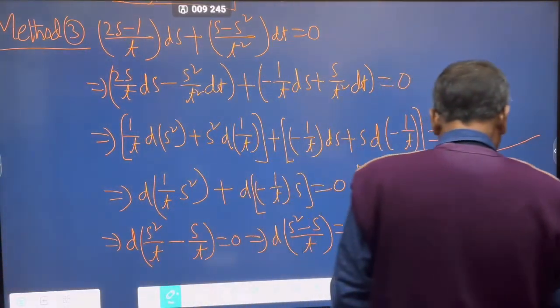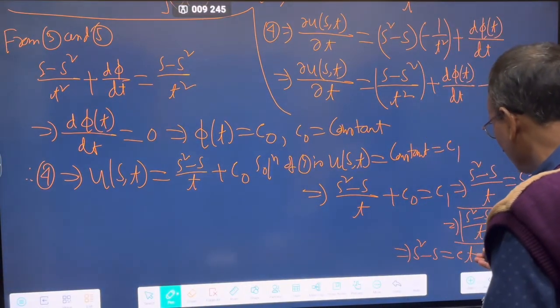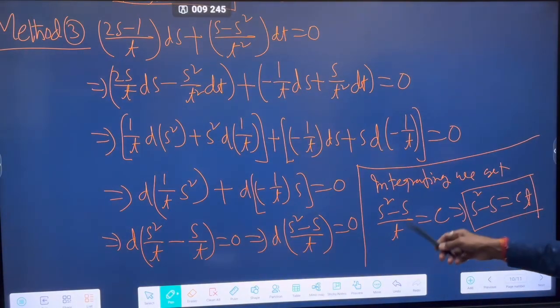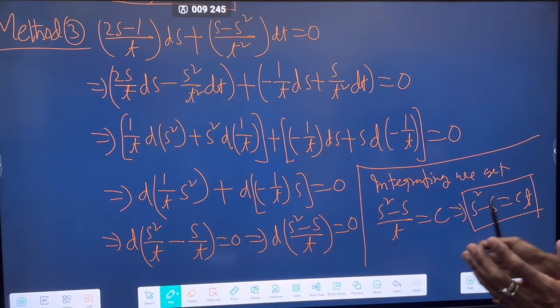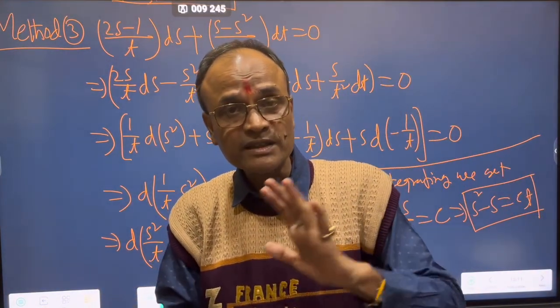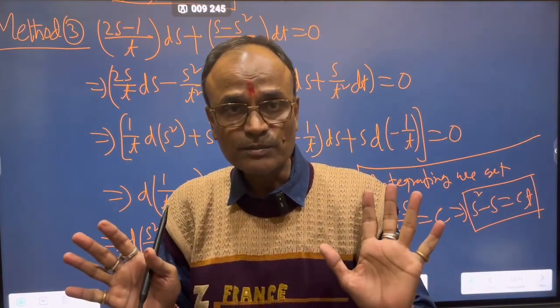Previously also, we had s square minus s by t equal to c. Therefore, we have solved this differential equation in 3 different methods.